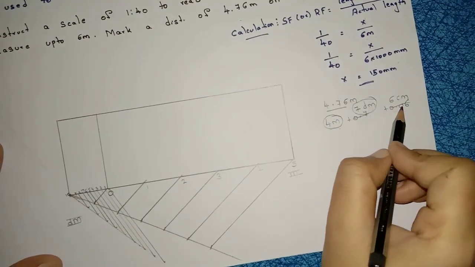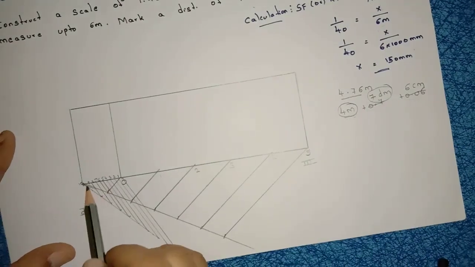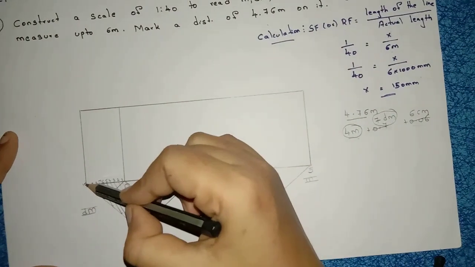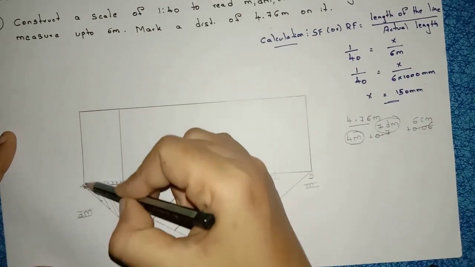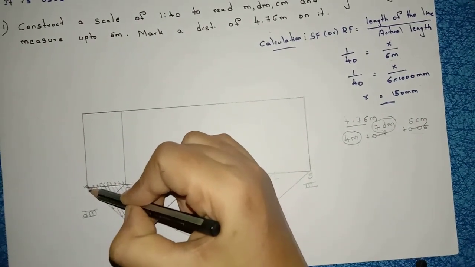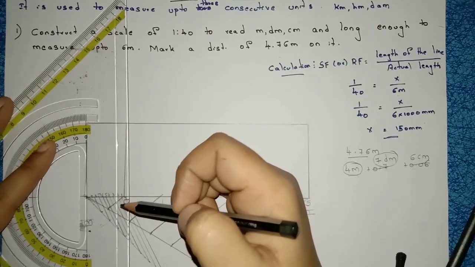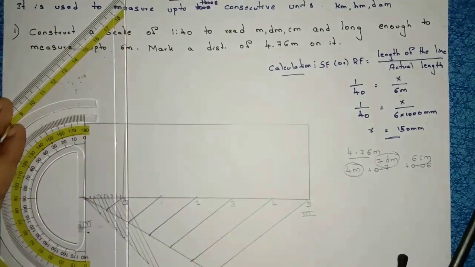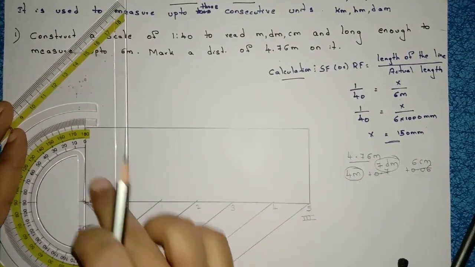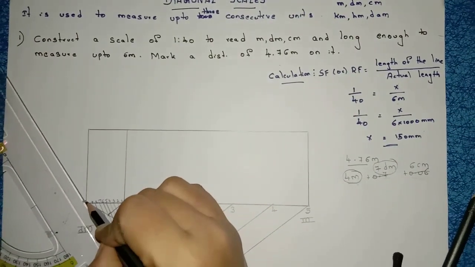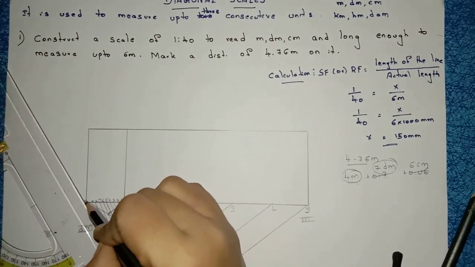Right, then next what I have to mark? 6 centimeters. So in order to mark 6 centimeters, anyway I have divided this into 10 equal parts. Then next I will divide this line into 10 equal parts. Right, how I will divide? I will place my protractor on this line. Right, I will take 30 degrees angle. See how I am placing my protractor. I am placing my protractor on that line. Take 30 degrees angle. Draw a line of any length.